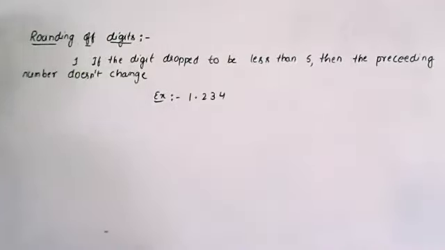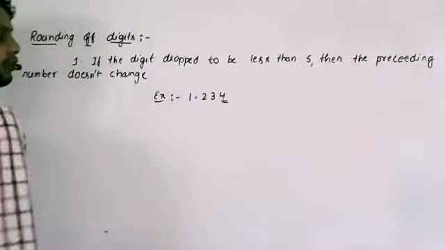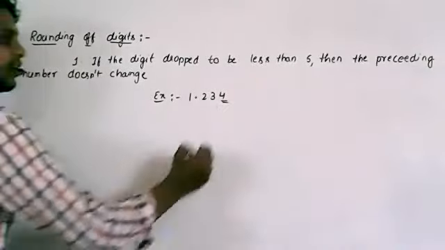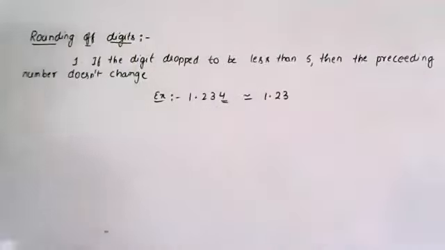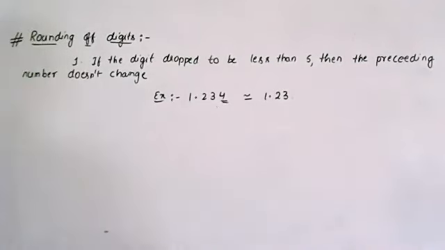For example, 1.234. Now the dropped digit is less than 5, so the preceding number doesn't change. Then this can be approximately taken as 1.23. So this is the first rule for rounding off the digits.